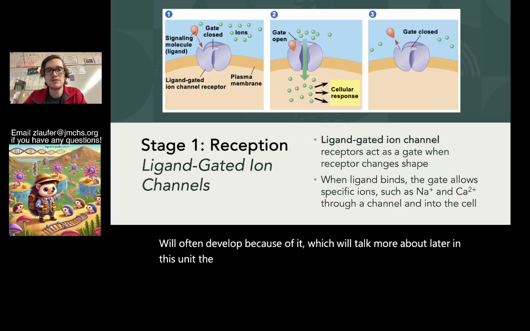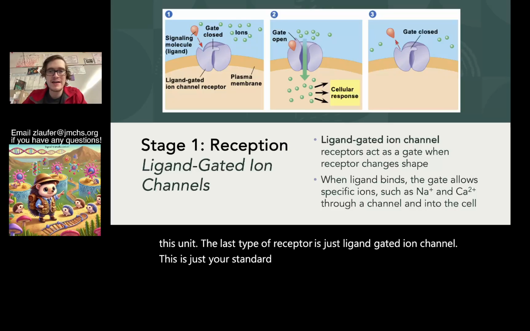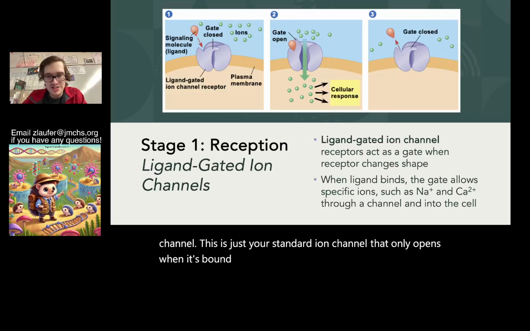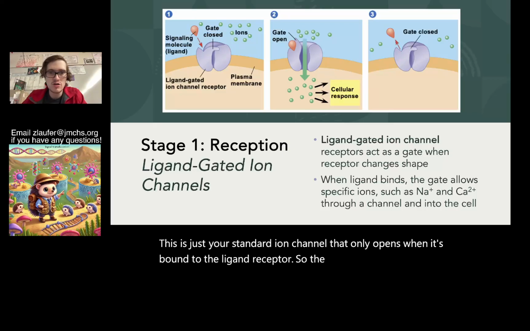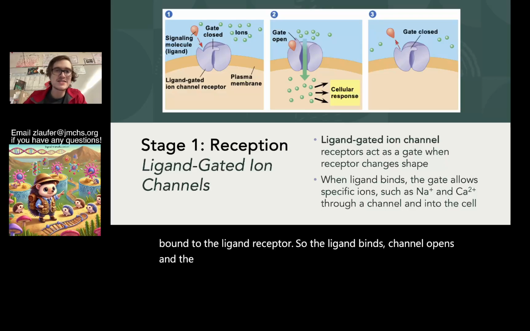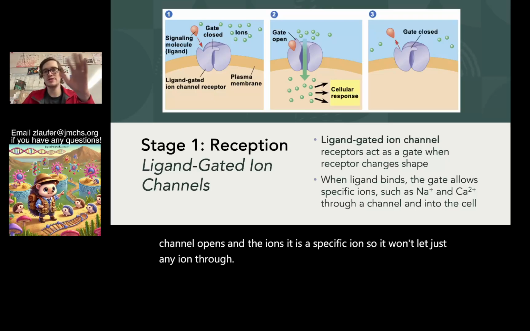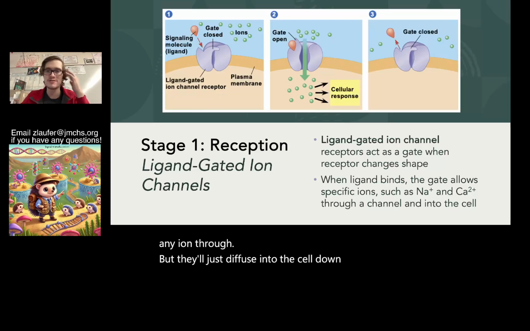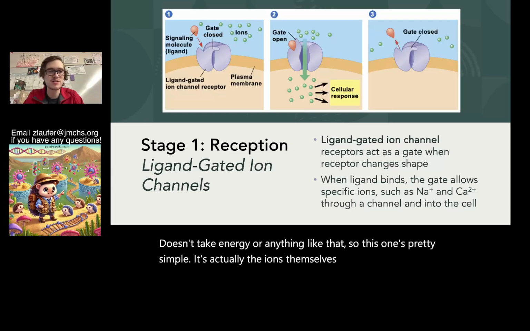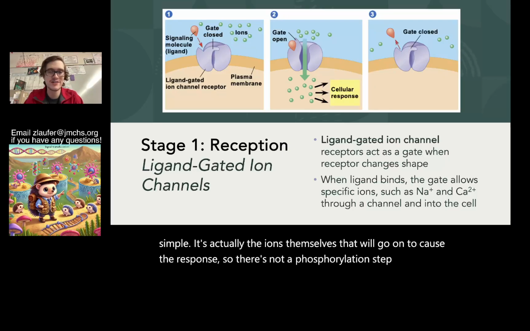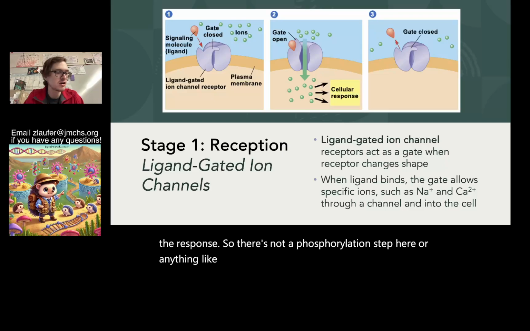The last type of receptor is just a ligand-gated ion channel. This is just your standard ion channel that only opens when it's bound to the ligand. So the ligand binds, the channel opens, and the ions, it is a specific ion, so it won't let just any ion through, will just diffuse into the cell down the concentration gradient. Doesn't take energy or anything like that. So this one's pretty simple. It's actually the ions themselves that will go on to cause the response, so there's not a phosphorylation step here or anything like that. It's the ions that cause the response.